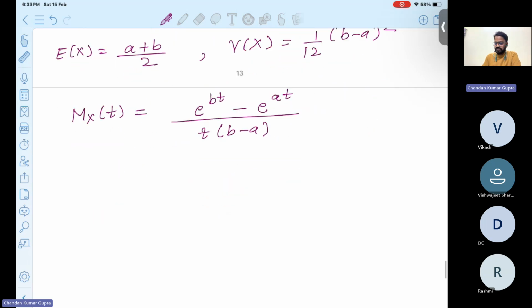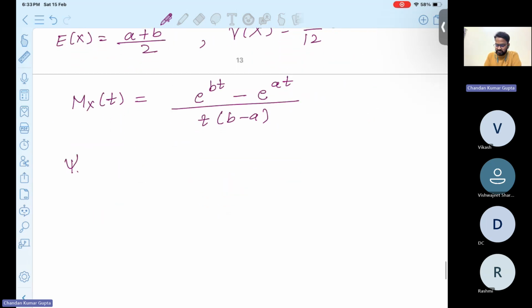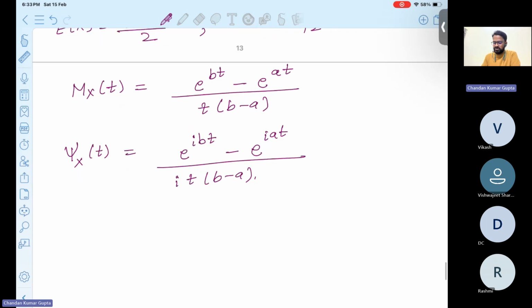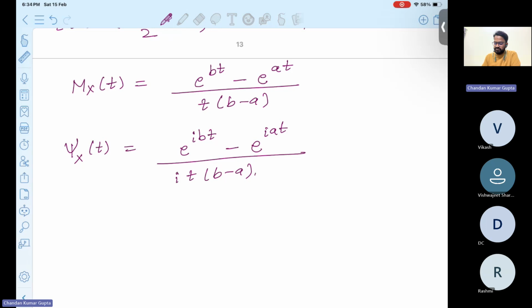Also, the characteristic function psi x(t) can be calculated by putting i with t: e to the power ibt minus e to the power iat upon i times t times (b minus a). That's why we have not mentioned the characteristic function till now, because we can use the MGF with i, and then it converts to the characteristic function. Now the next one is the exponential distribution.